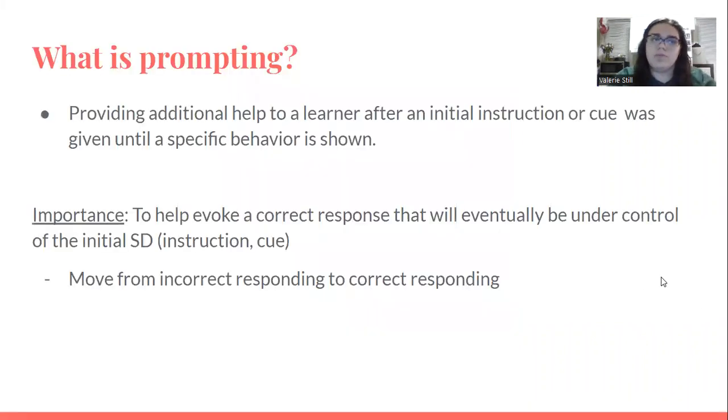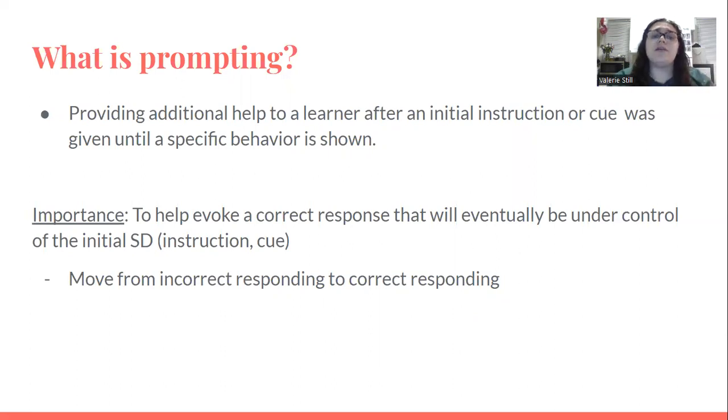So what is prompting? Well, prompting is just providing additional support or additional help to a learner after the initial instruction or cue was given, until the specific behavior is shown. For example, if you want a learner to follow the instruction of picking up toys, you might tell them to pick up. If the learner does not engage in that specific behavior or does not respond at all, then you would use prompting, which is just that additional help in order for them to evoke that correct response.